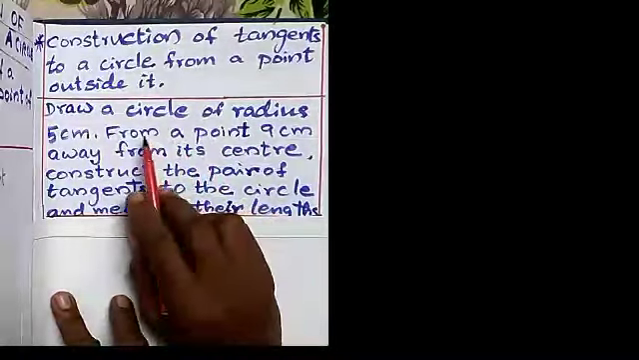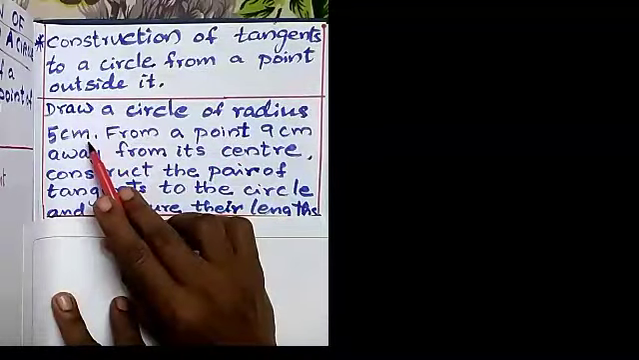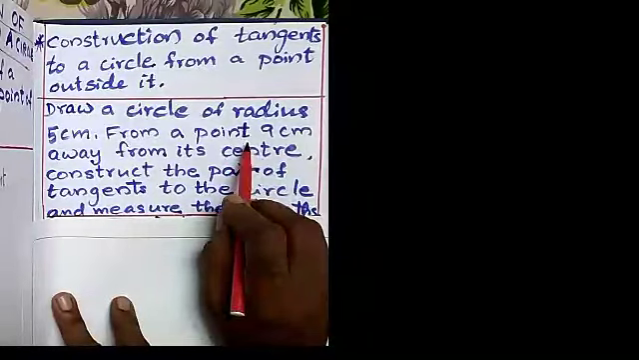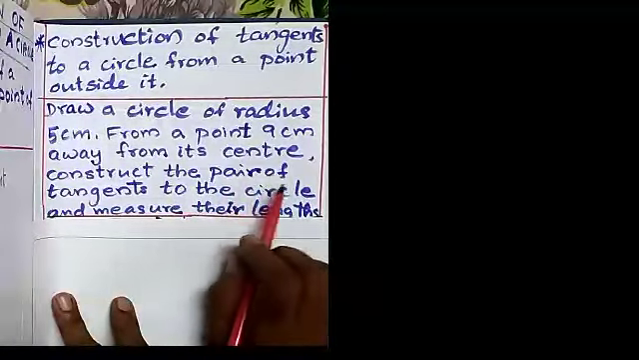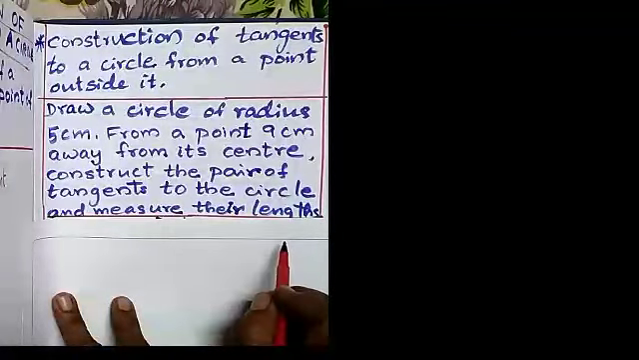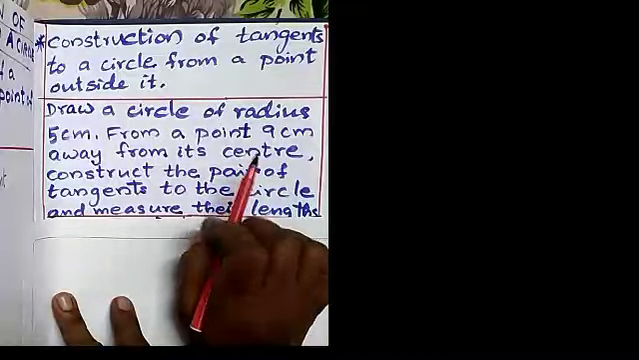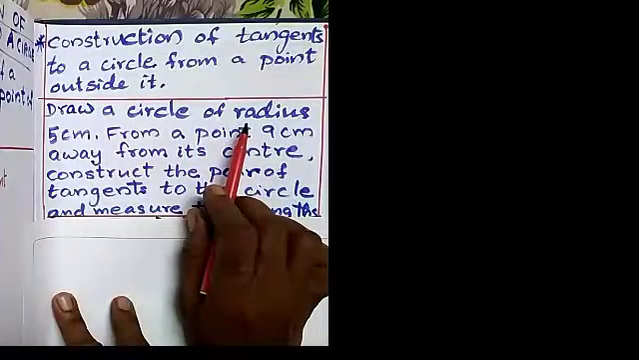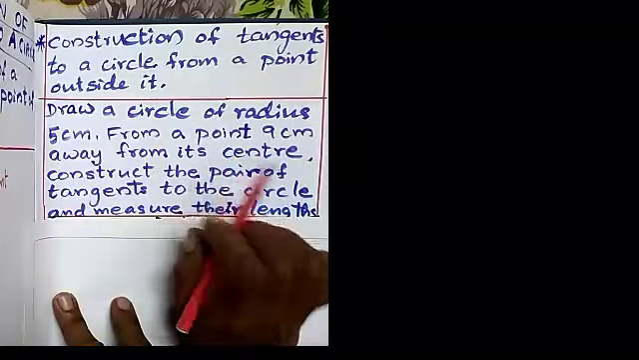So by using that idea, we can construct this. For that, you can see one question. Draw a circle of radius 5 cm. From a point 9 cm away from its center, construct the pair of tangents to the circle and measure their lengths. So you need to construct the tangents to a circle of radius 5 cm from a point which is 9 cm away from the center.